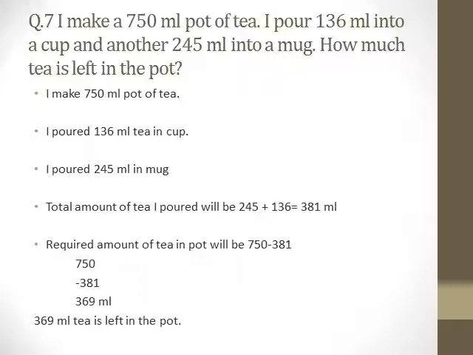Now the question is asking how much tea is left in the pot. So you made 750 milliliters and you poured 381 milliliters. When you subtract 381 from 750, you will get 369 milliliters. That means 369 milliliters of tea is left in the pot. Now we will move to question number 8.